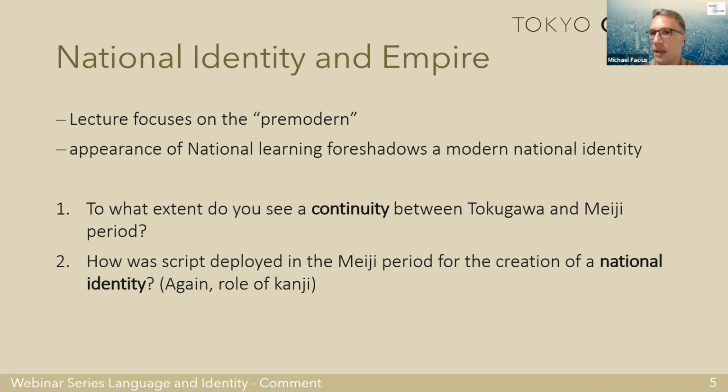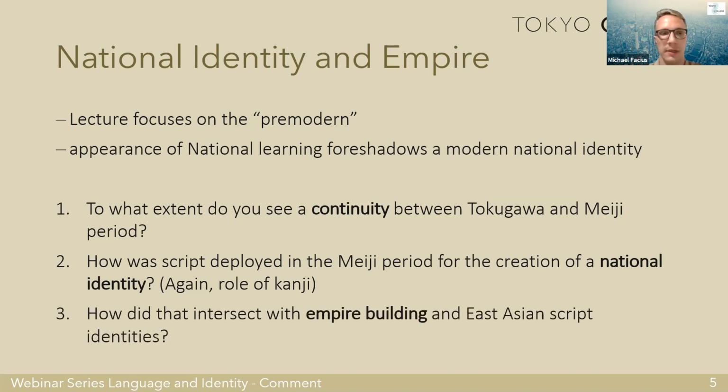So if you have to say anything about the relationship between national identity and script in the Meiji period. And the last question, because I've seen you talk about that some years ago, and I found it very fascinating, if you want to expand a bit on that: how did that intersect with empire building in the Meiji period and an East Asian script identity, right?